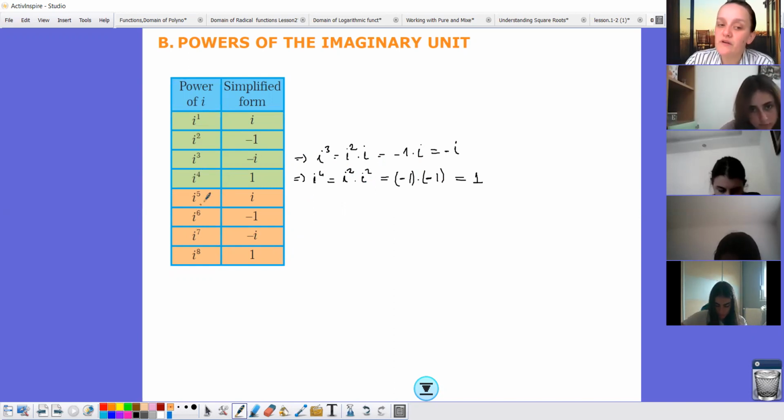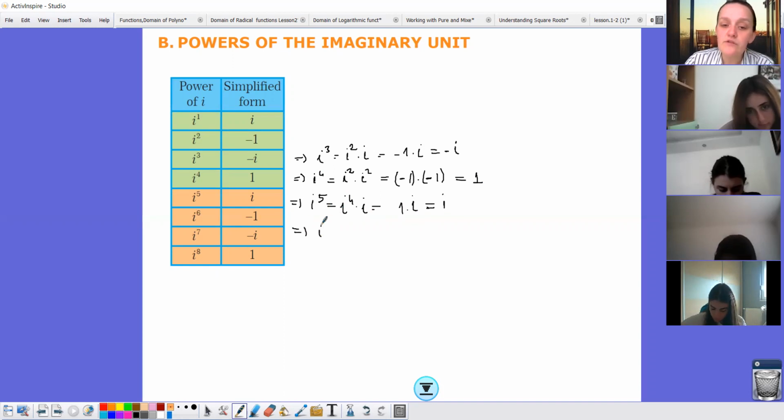Then when you're continuing to I to the power of 5, you can use I to the power of 4 times I. Now I will use I to the power of 4 mostly because I know that I to the power of 4 is 1. It will help me. So 1 times I will be I.